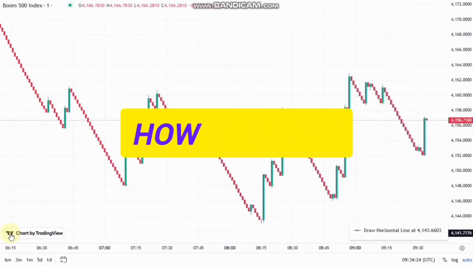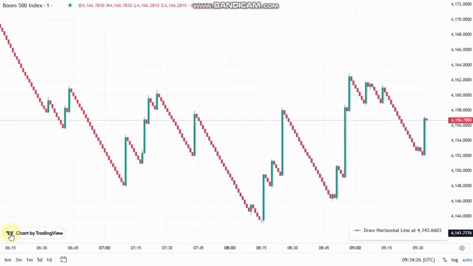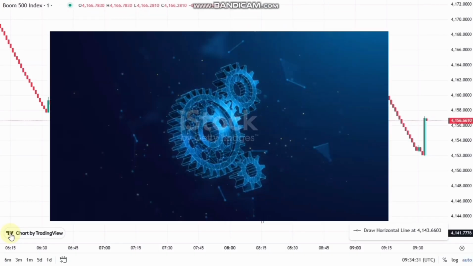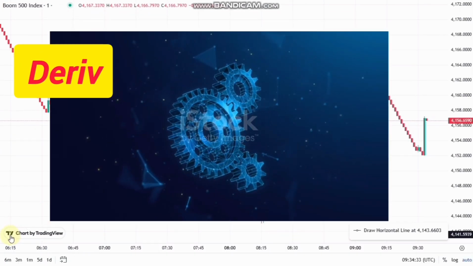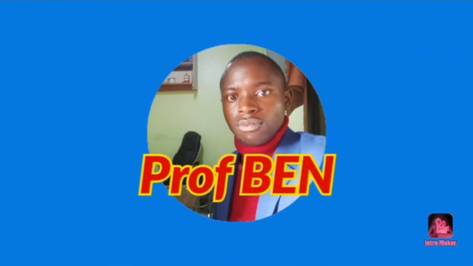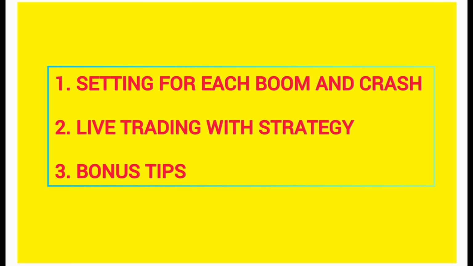How to trade spikes in Boom and Crash using the Blueprint Spike Detector, a strategy with a 95% win rate that uses level manipulation tracking and price action. Let's get into it. We shall check this in 3 steps.